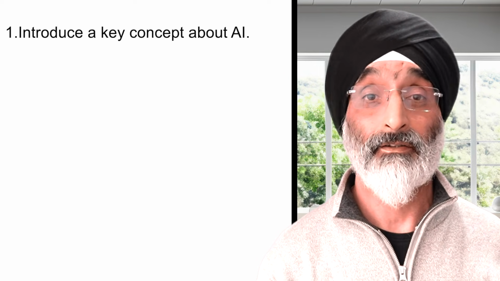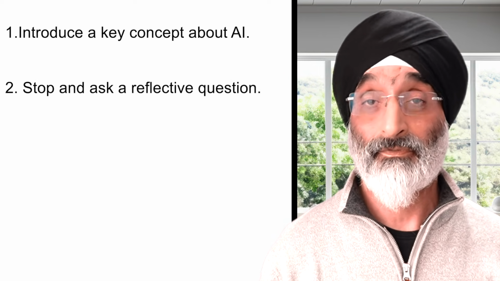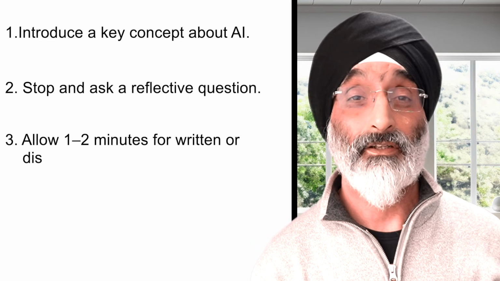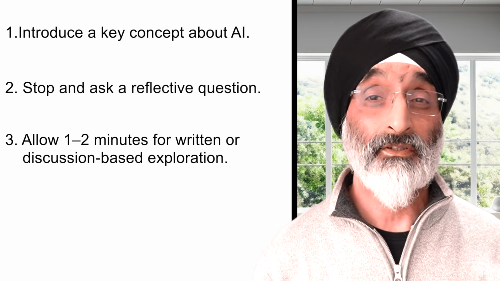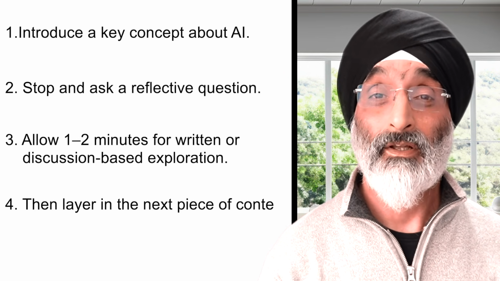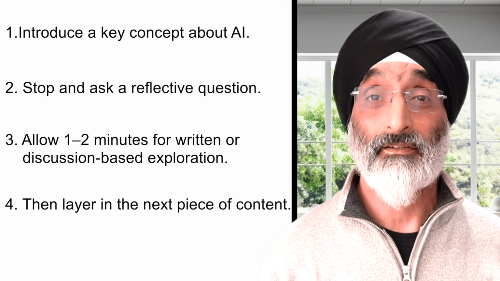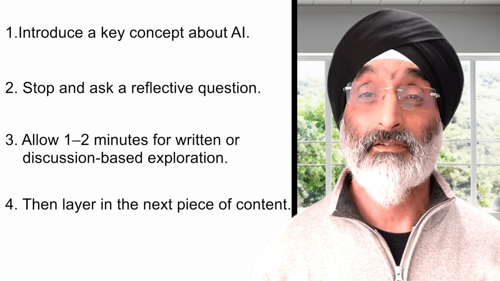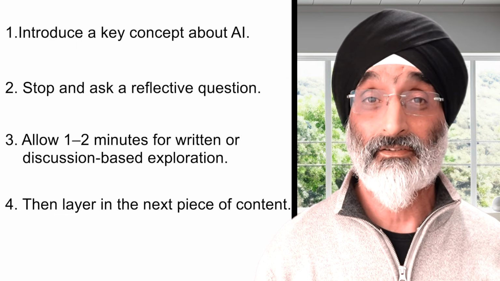Here's how you can mirror this in your own teaching. First, introduce a key concept about AI. Second, stop and ask a reflective question. Third, allow 1 to 2 minutes for written or discussion-based exploration. And then finally, 4, layer in the next piece of content. This rhythm keeps the lessons lively, human and cognitively active. It turns AI from something intimidating into something students are already engaged with.